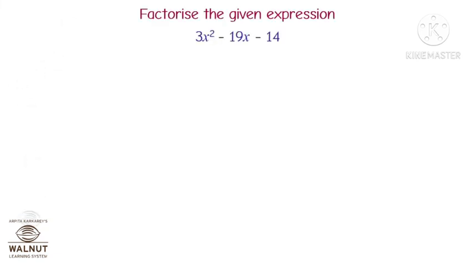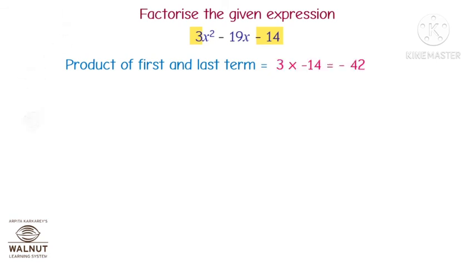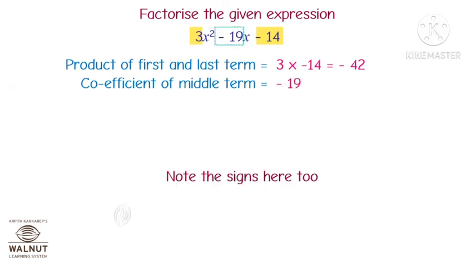Let's take a look at another one. Factorize the given expression. 3x square minus 19x minus 14. Product of first and last term is equal to 3 into minus 14, which is equal to minus 42. Note the signs here. Coefficient of middle term is equal to minus 19. Note the signs here too.